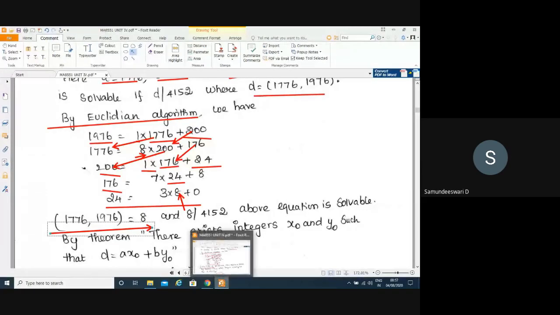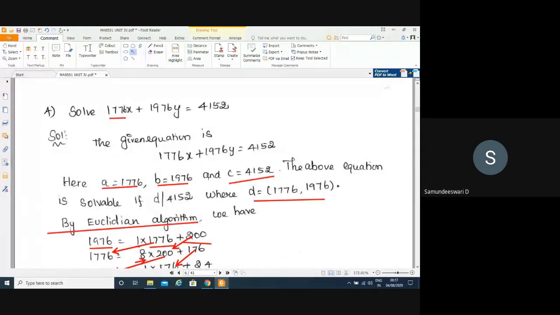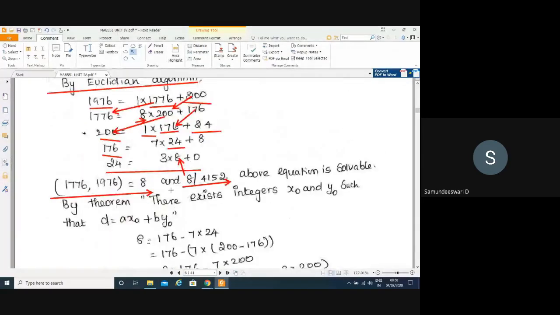So surely 8 divides. The next step is to check whether that GCD divides the right hand side or not. Here the right hand side is 4152, that is the C value. Here 8 surely divides 4152, the C value. So the equation is solvable. This is the first part of the problem.